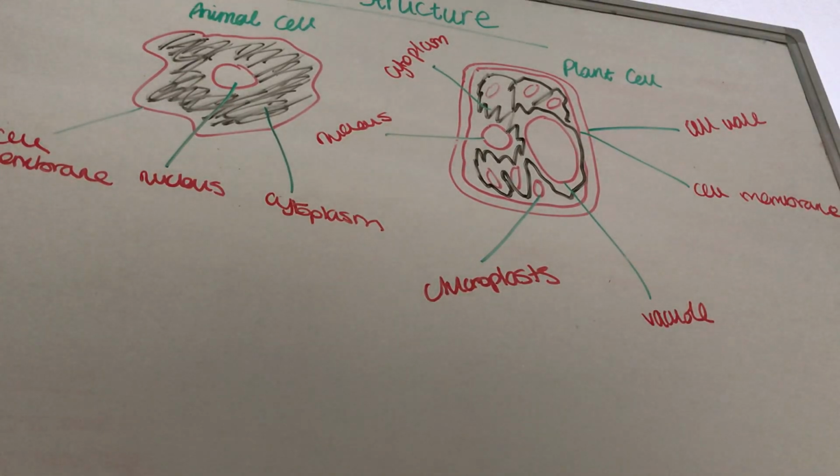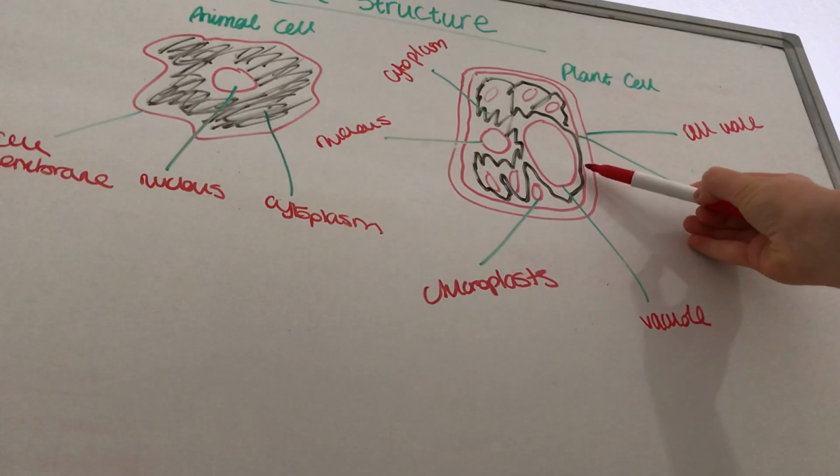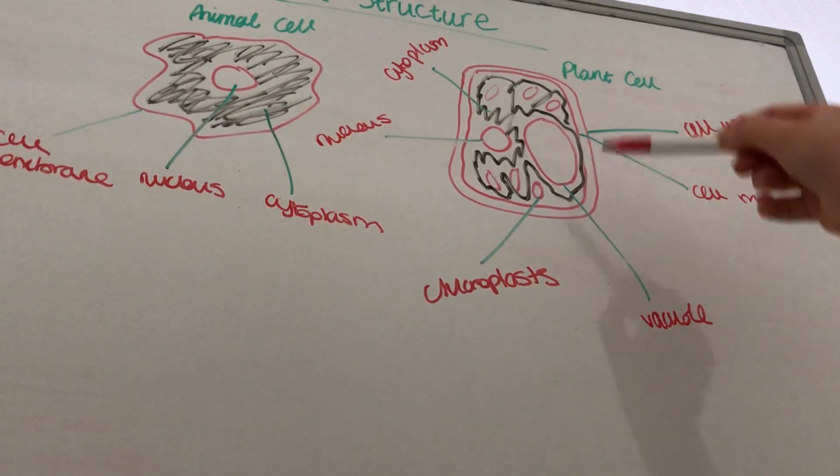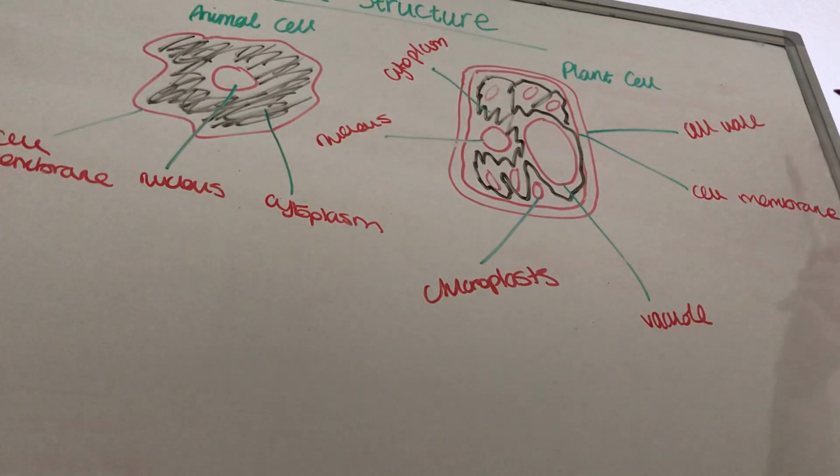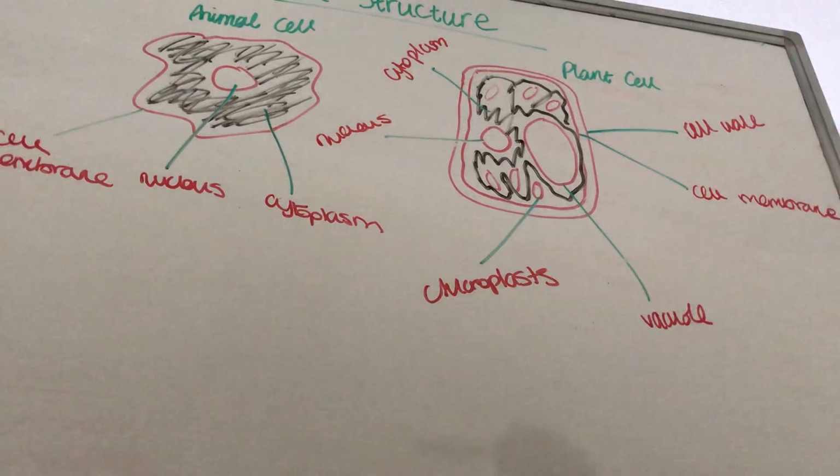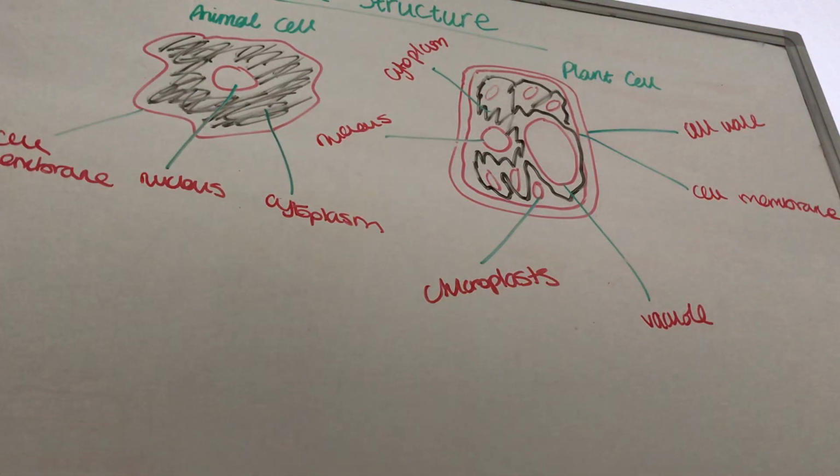Or you can remember it in alphabetical order. So M comes before W, so M's on the inside and W's on the outside. So wall, W, outside. There's lots of different ways you can remember that.